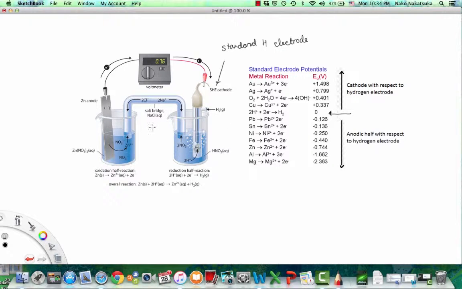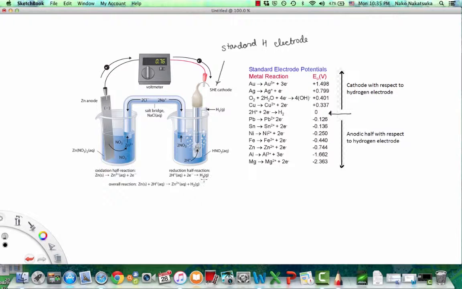And so as you can see, this is the same exact setup as what I just showed you before, with oxidation happening on the left-hand side. In this case, we have another half reaction of zinc going to zinc 2+ and losing 2 electrons. The electrons flow through the wire, the voltage is read by the voltmeter, and then it's transferred to the SHE cathode. And so in this case, the reduction that's happening is 2H+ gaining 2 electrons to make hydrogen gas.